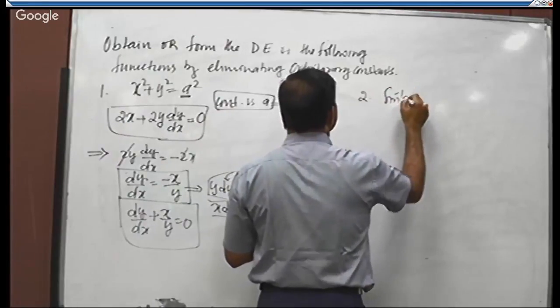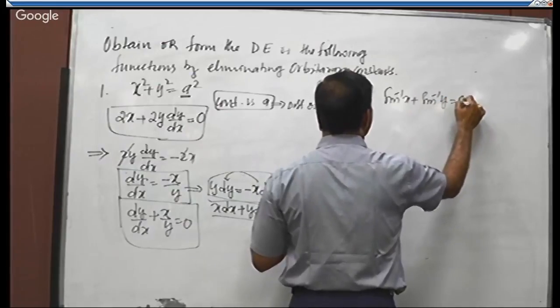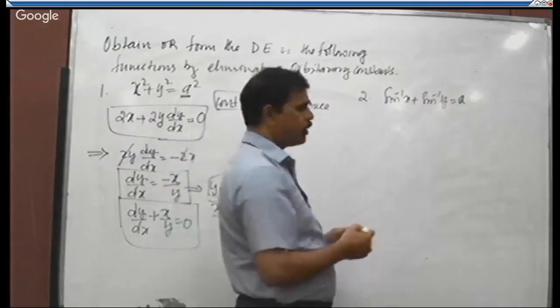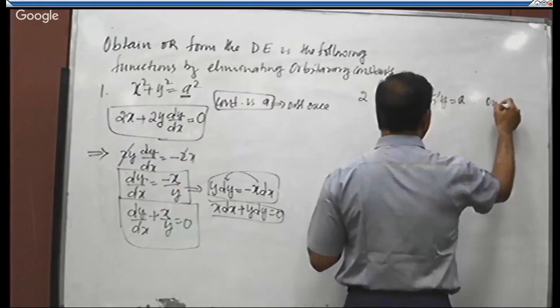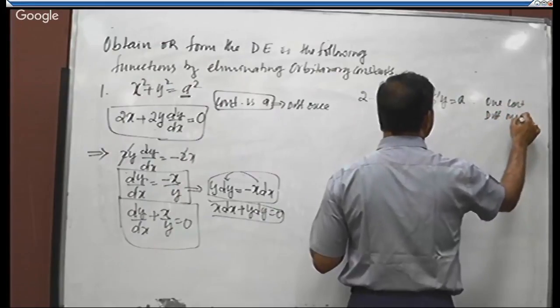Sin inverse x plus sin inverse y is equal to a. What is constant? A is constant. How many constants are there? One constant, right? So differentiate once.